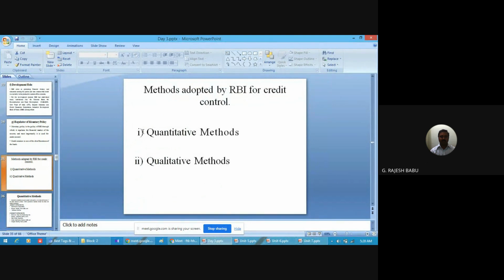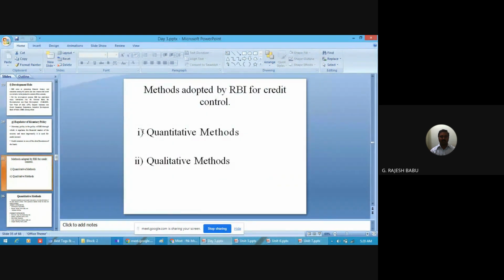Monetary policy is the policy of the Reserve Bank of India through which it regulates the financial market of the country, and most importantly it is used for credit control. Credit creation is one of the key functions of a bank.